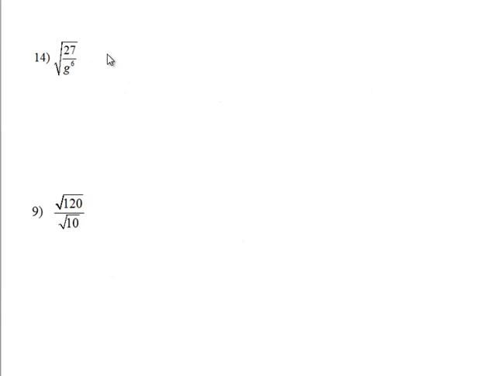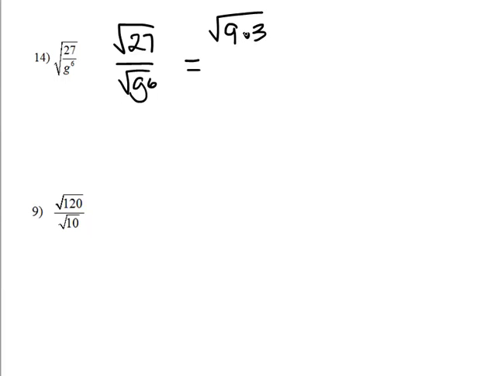Let's give this another look. Here we have the square root of 27 over the square root of g to the 6th. I can break this up because there's nothing I can do vertically, so I'm going to have the square root of 27 over the square root of g to the 6th. Let's take a look at the top one. That's the same as 9 times 3, right? And we'll take the square root out. So that's going to take out the 3 and leave behind the square root of 3.